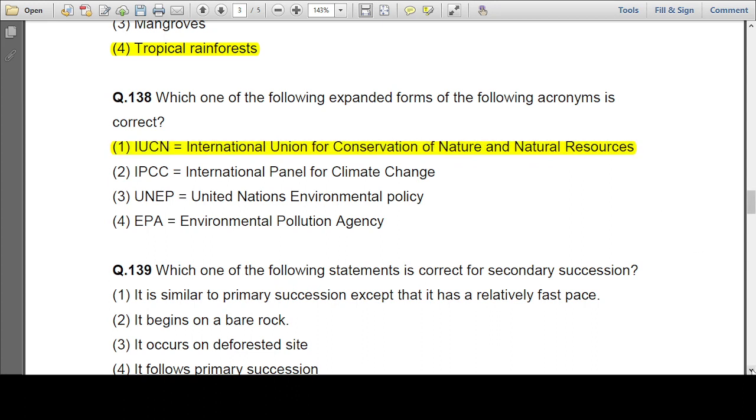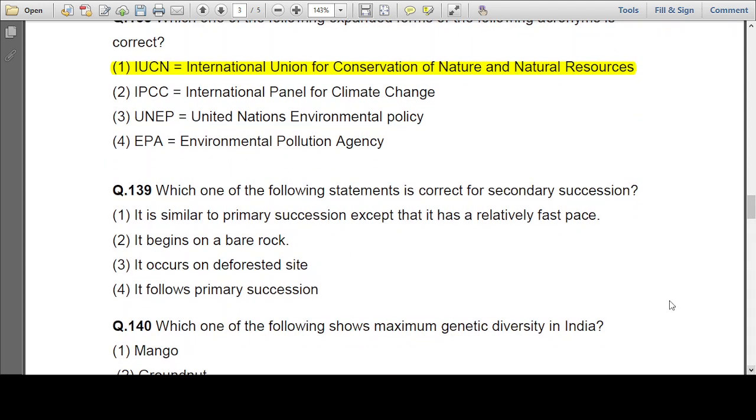Now move on to question number 139. Which one of the following statements is correct for secondary succession? If you read about secondary succession in class 12th chapter number 14, ecosystem part, it commonly occurs on a deforested site. So this is the correct answer. It begins on bare rock: this is about primary succession. It is similar to primary succession except that it is relatively fast: no, it is not similar. It follows primary succession: no, there is no need to follow.